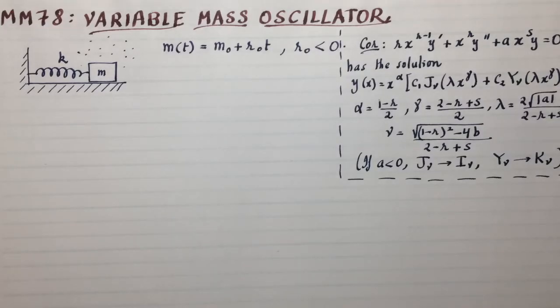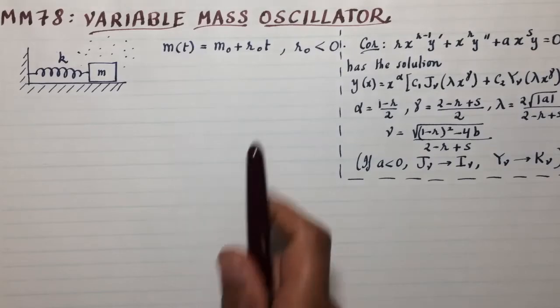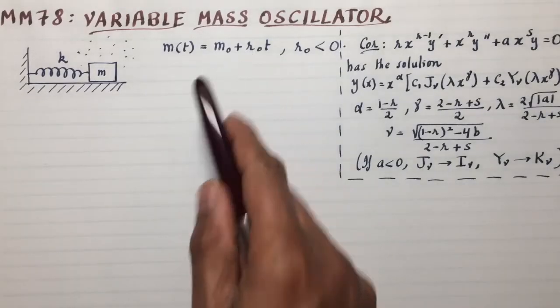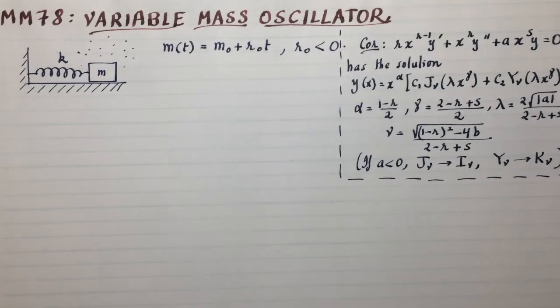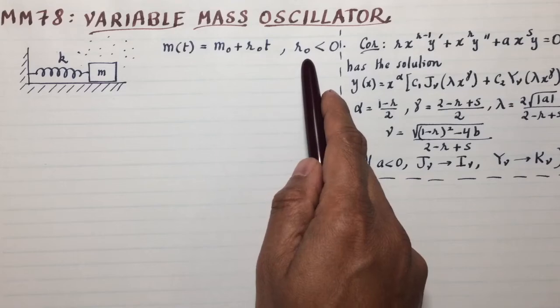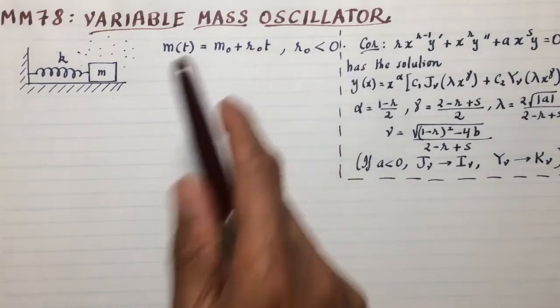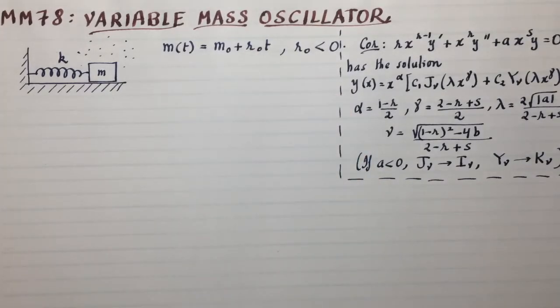Let's say the mass is m0 plus r0 t, where m0 is the mass at time 0 and r0 is less than 0, which means that as time progresses the mass keeps reducing. And let's assume also that the mass loss rate is very small, so there is some meaning we can associate to infinite time so that we can do the asymptotics of the Bessel functions in this example.